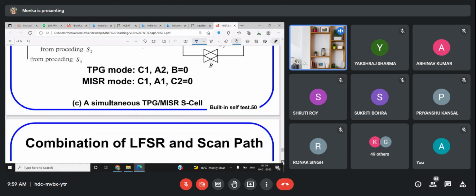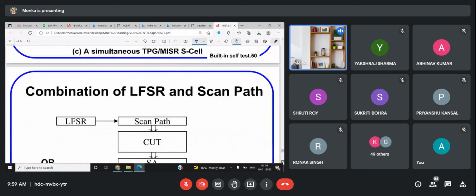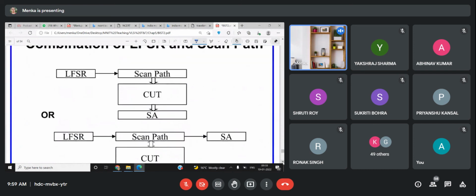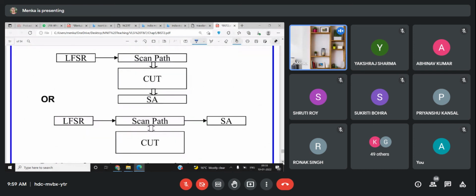So, a combination of LFSR and scan path. These can be the possible combinations: LFSR, then scan path, and this is the signature analyzer, which is nothing but the ORA. And another thing is the CUT. The scan path is communicating with the CUT, and the same scan path is communicating with both the LFSR and the signature analyzer.